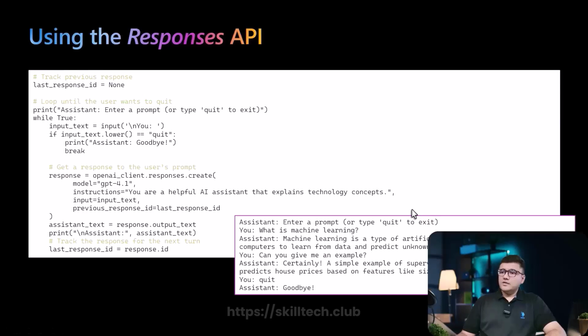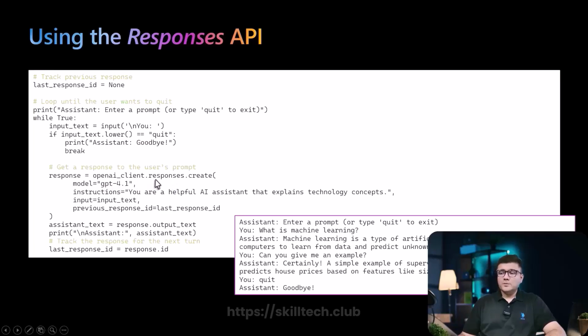Now, this is a code syntax which is showing you how it is going to deal with using the Responses API. I'm showing you that this is going to track the previous response. So initially, it's going to be none. Then you're providing a while loop where you're going to ask the user to provide some kind of input text, which is going to be a user prompt. And if the user types quit, then we are going to terminate this request and it's going to say goodbye. Until then, whatever the user is typing, we will be taking that as an input.